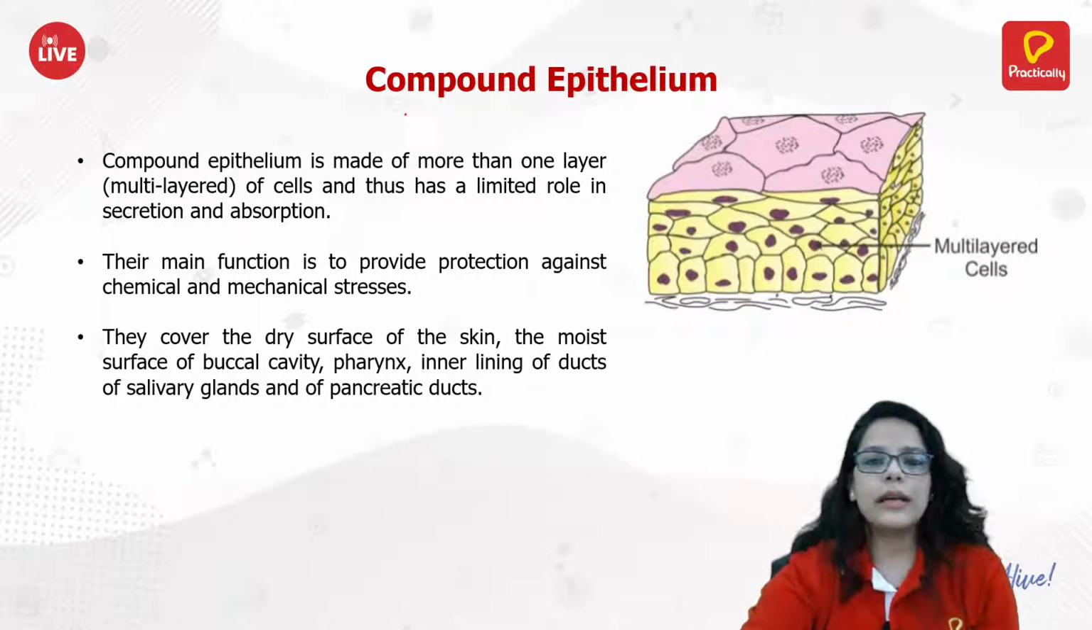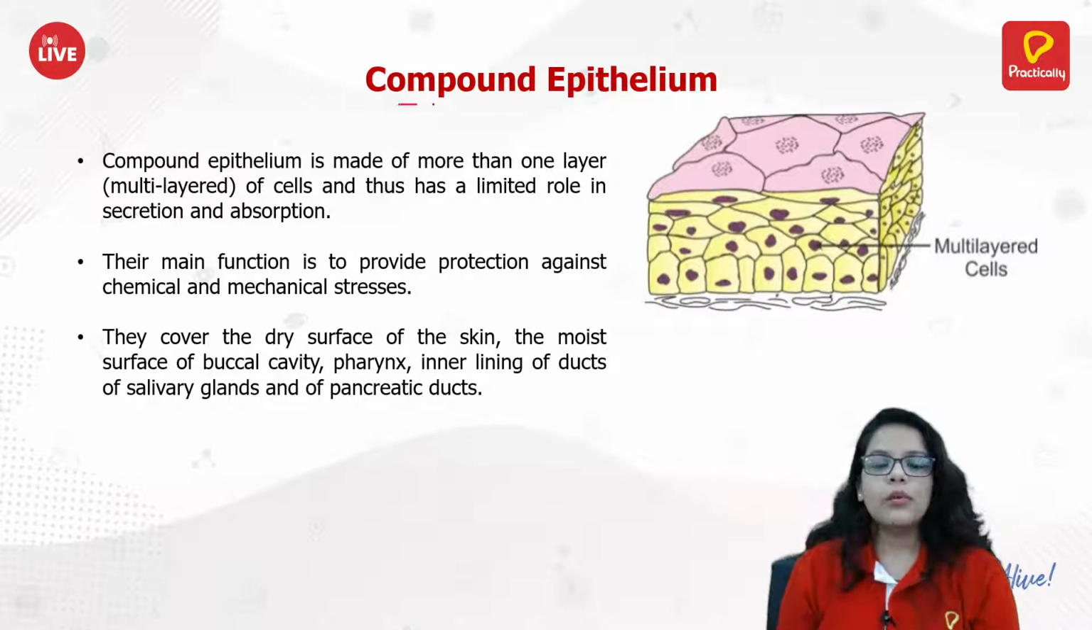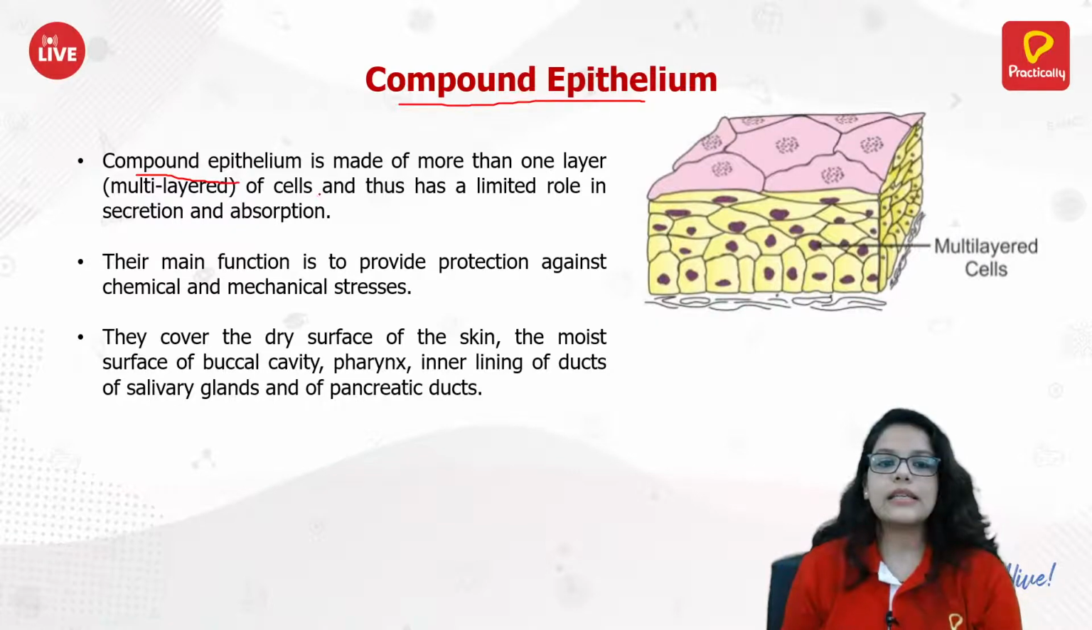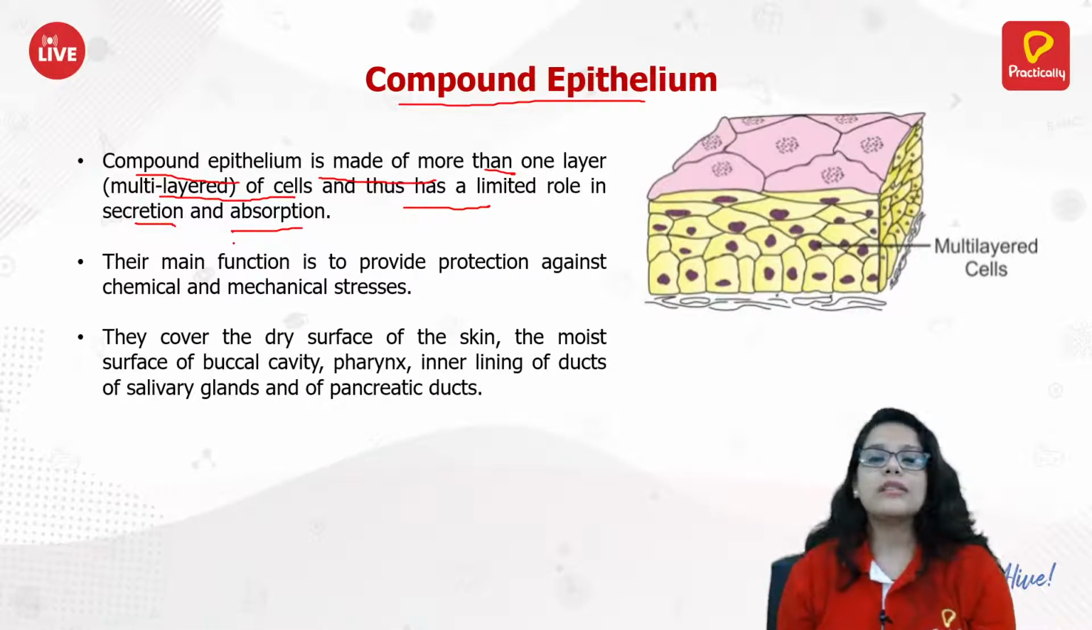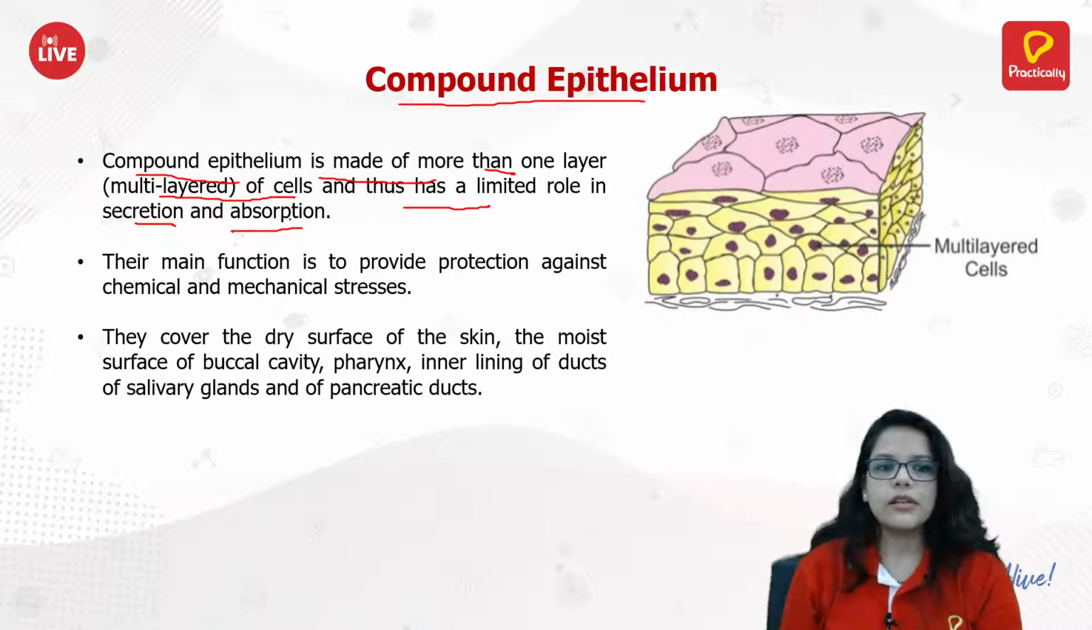Now, compound epithelium. Till now we were discussing simple epithelium. Compound epithelium is made up of one or more layers of multi-layered cells, and thus has a limited role in secretion and absorption. Since they are multi-layered, it is difficult to secrete or absorb something, because there are lots of layers.